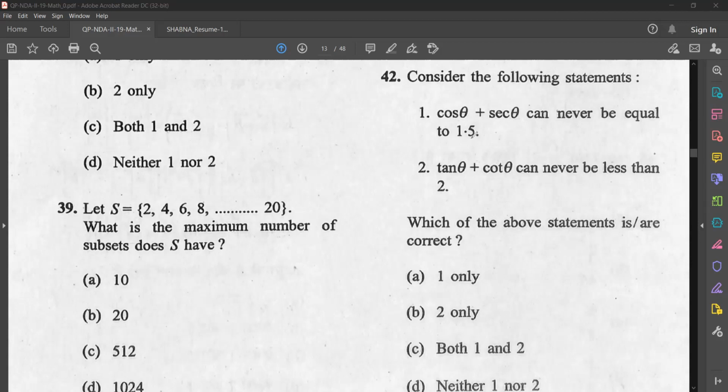Okay. So I have read the statement: cos theta plus sec theta can never be equal to 1.5. So let's see how to analyze this question. We know, what is the minimum value of cos theta possible? The minimum value of cos theta possible is -1, isn't it? In the case of 180.